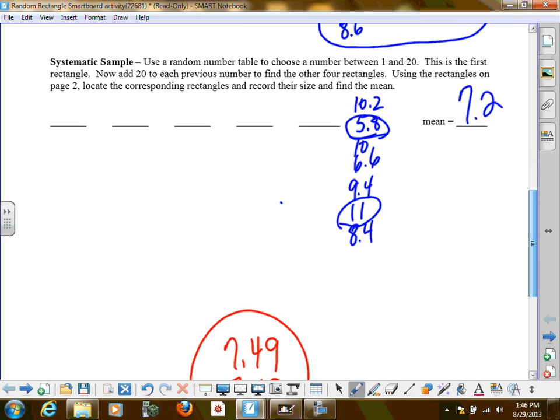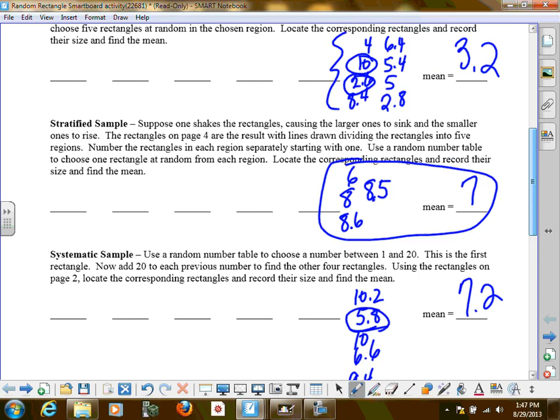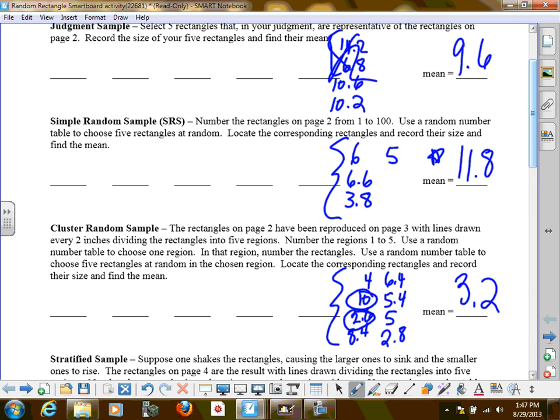So now let's revisit. Which one looked probably to be the best? Stratifying. Okay, very good. So turn to your last page and let's do the analysis of what we just talked about.